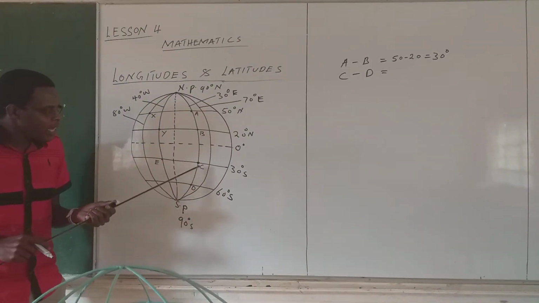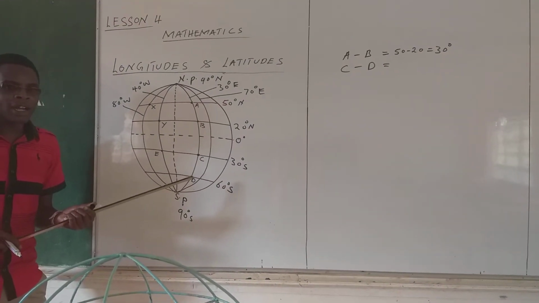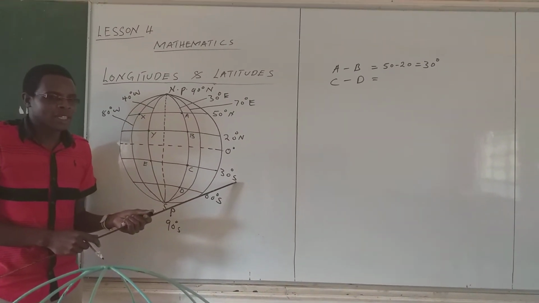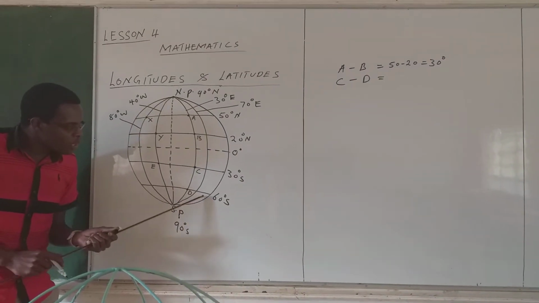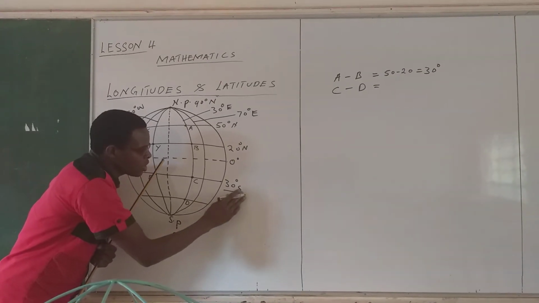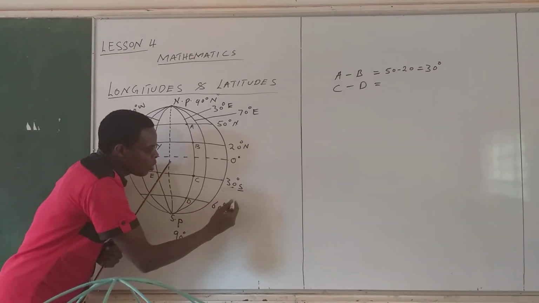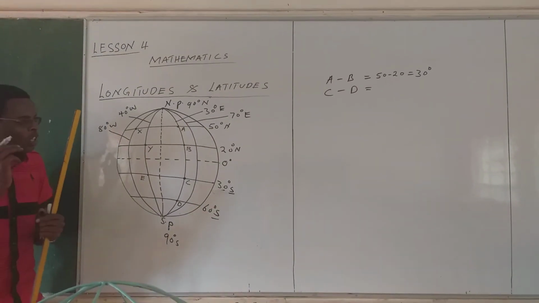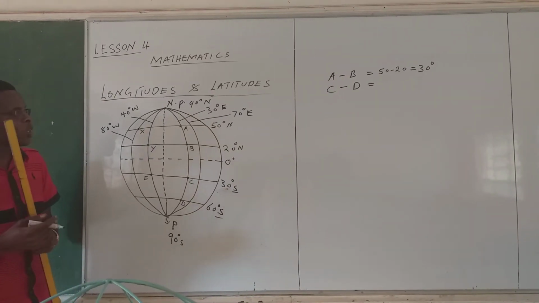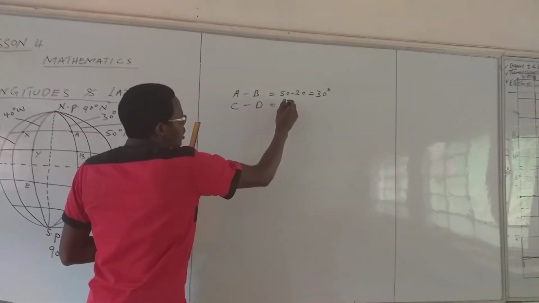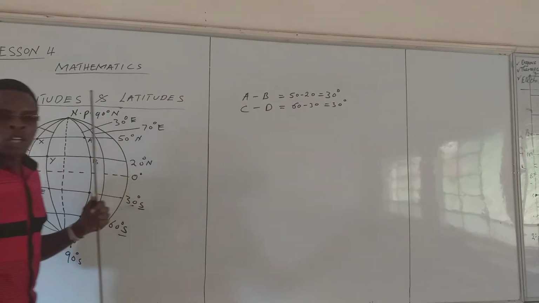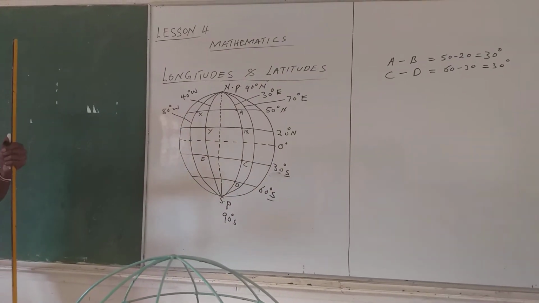But when you consider point C and point D, C is on the latitude of 30 degrees south, and point D is on the latitude of 60 degrees south. So both of them are on south. So both of them are lying on the southern part of the globe. If they lie on the same side, I've said we do what? We minus. So the degree difference between point C and D is going to be 60 minus 30, which is also 30 degrees. That is the difference.